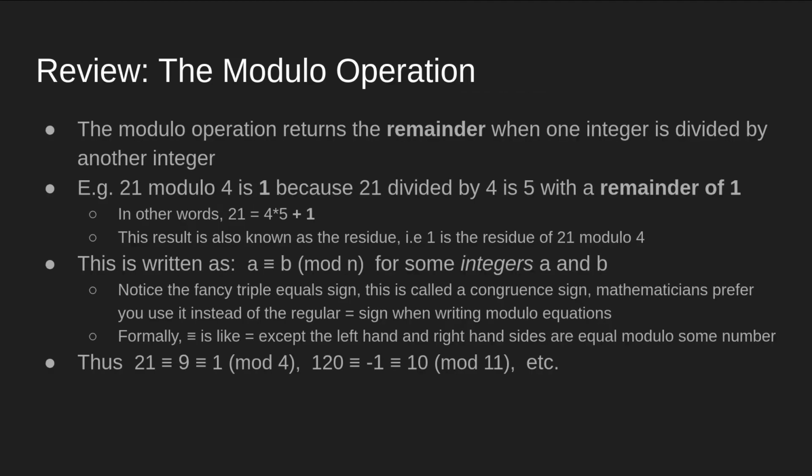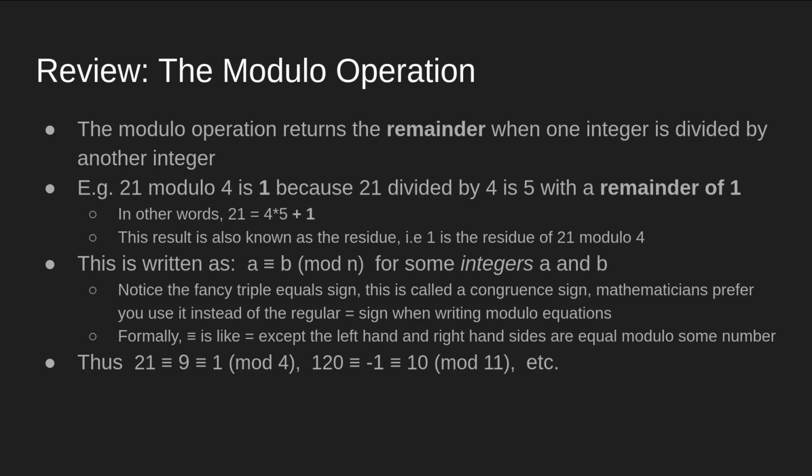So the first thing we're going to jump into is a review on the modulo operator. The modulo operation returns the remainder when one integer is divided by another integer. So the keyword here is the remainder. For example, 21 modulo 4 is 1 because 21 divided by 4 is 5 with a remainder of 1. In other words, 21 is equal to 4 times 5 plus 1.